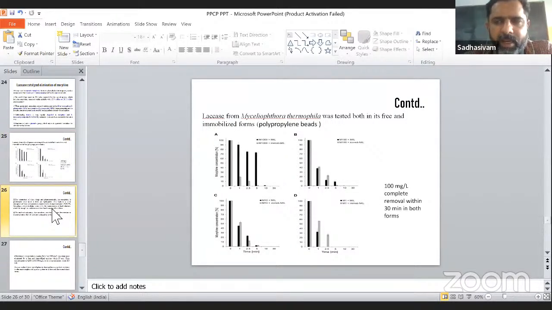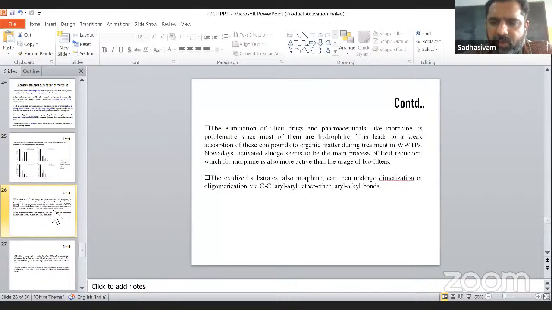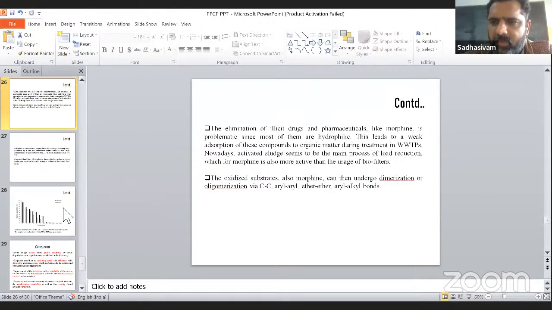Here laccase is immobilized with polypropylene beads. Sometimes it could be mixed with magnetic material or polypropylene beads, depending on the expertise of the researcher or the need of the research problem. So morphine also could be removed effectively. What I'm trying to say is that using the same system, it could be used to remove different types of analgesic drugs, irrespective of NSAIDs or narcotics or non-narcotics.